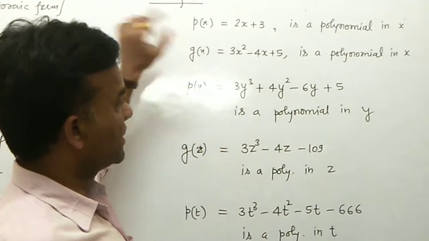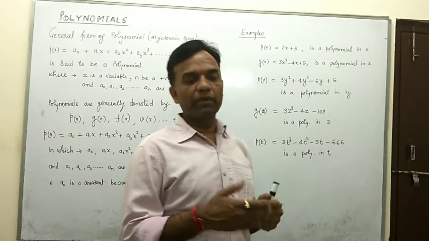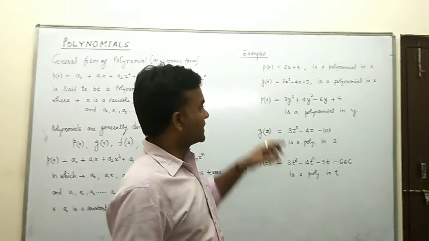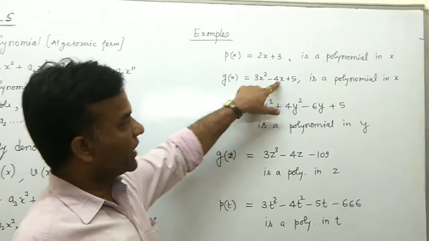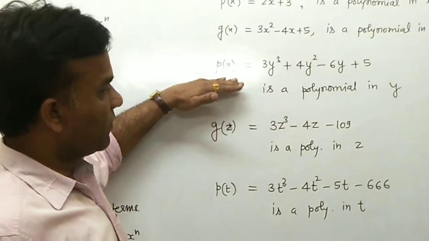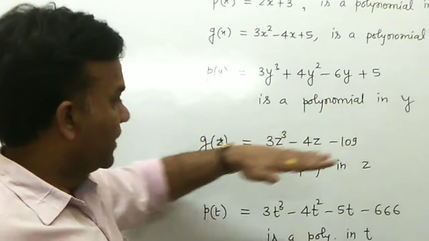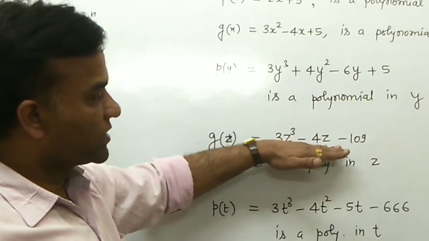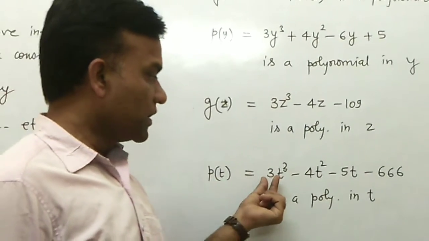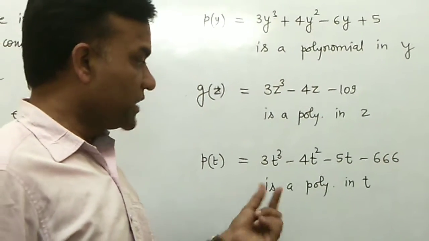Now here g of x, because we can represent it with different letters. p of x is not compulsory always; it may be g of x, like here we show, and then 3x square minus 4x plus 5 is also a polynomial in x. Now here we consider p of y, 3y cube plus 4y square minus 6y plus 5, which is a polynomial in y. And now g of z, 3z cube minus 4z minus 109, is a polynomial in z. Similarly p of t, 3t cube minus 4t square minus 5t minus 636, is a polynomial in t.